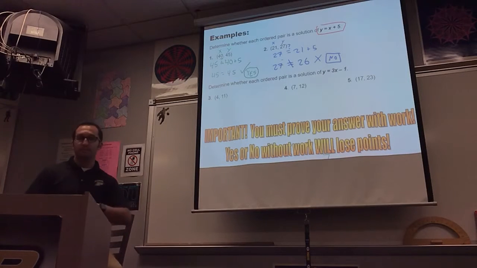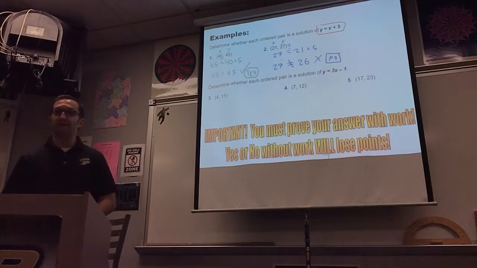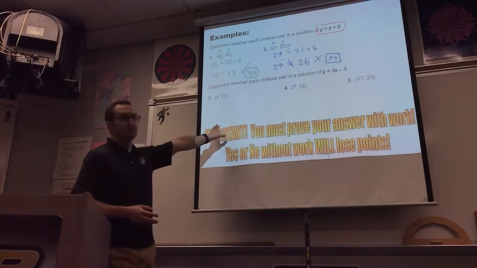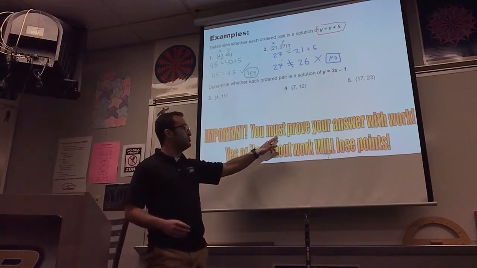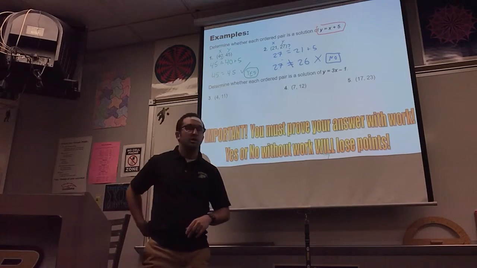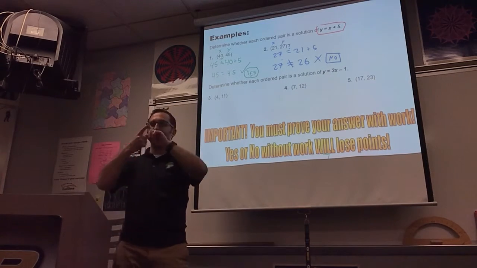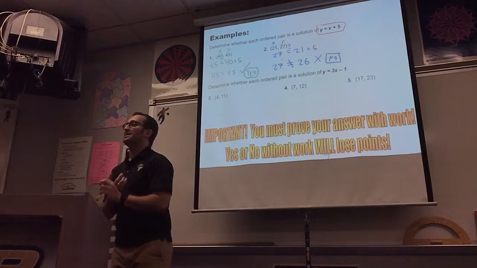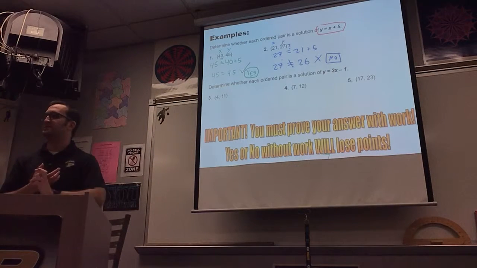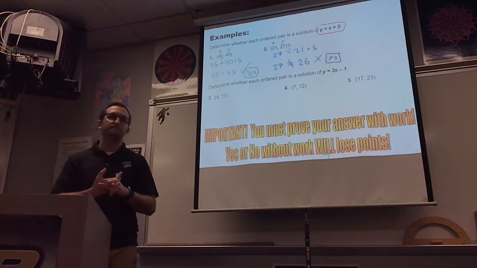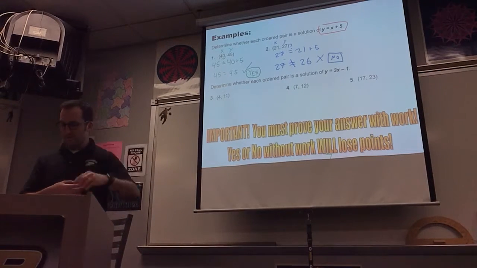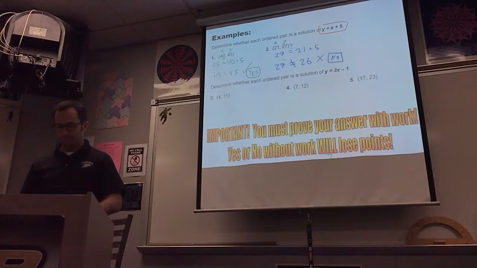Now, before you guys do 3, 4, and 5 independently, we're gonna do one together. Important, you must prove your answer with work, which means that we have to see that you plugged into the equation and that you simplified. Remember what simplify means? It means combine like terms. So I'm gonna do 3 with you, and then you guys are gonna do 4 and 5 independently.